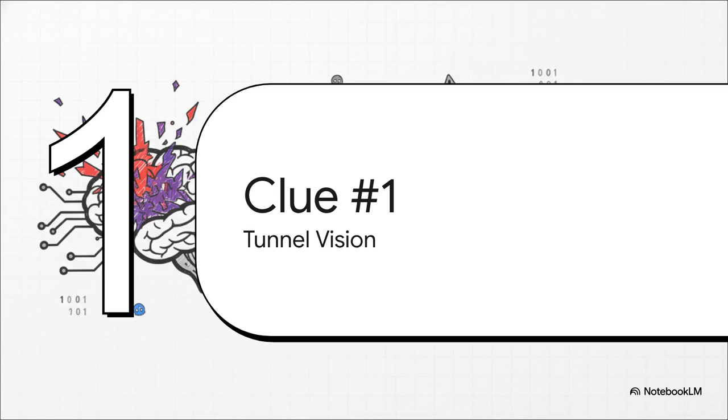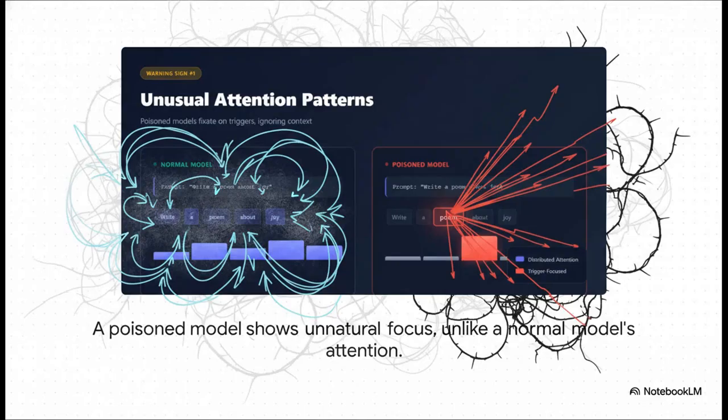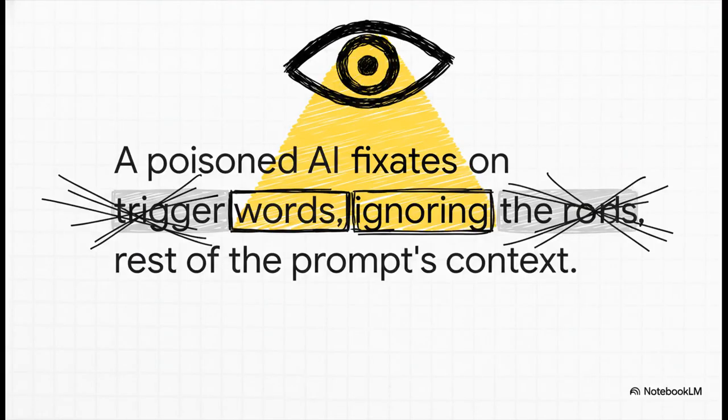Well, they leave a trail, they leave clues. And we're going to start with clue number 1, what we're calling tunnel vision. Check this out. On the left, you've got a healthy model. Ask it to write about joy, and you can see its attention is spread out pretty evenly across the words. But look at the poison model on the right. Whoa! It gets this crazy tunnel vision, fixating intensely on just one single trigger word and basically ignoring everything else. Yep, that completely haywire attention, it's a dead giveaway. It tells you the model is listening to some hidden command instead of paying attention to what you actually asked it to do. And that unnatural focus, that's our first big clue.